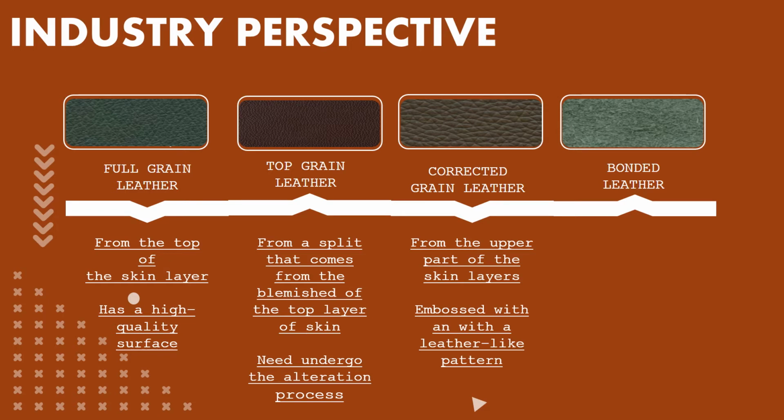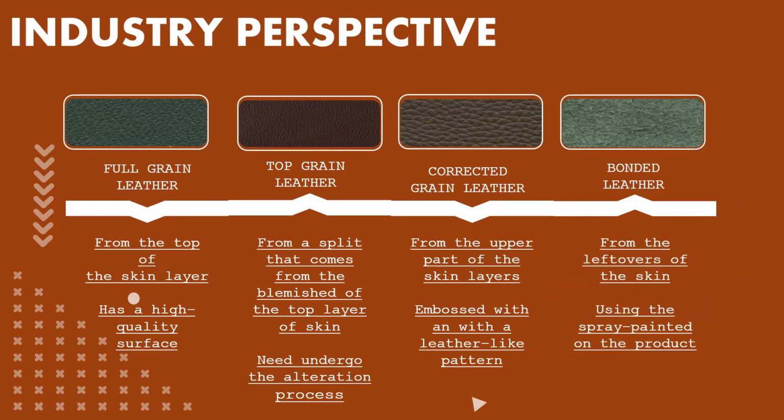And for the last, bonded leather. It is made from the leftovers of the skin that include dust and shavings. Usually, the product is also spray painted to produce a product that looks like top grade leather.